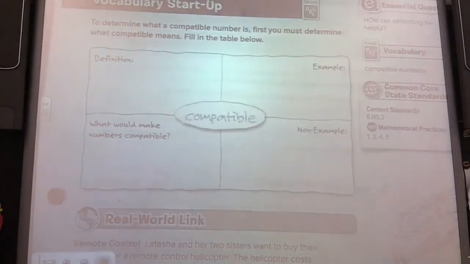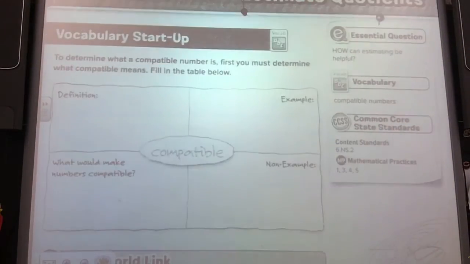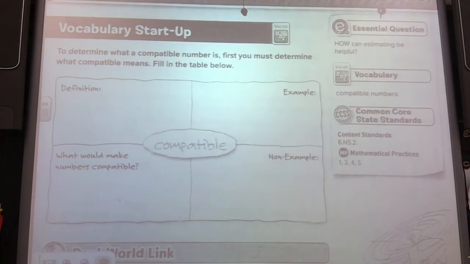All right, welcome to Lesson 6, Estimating Quotients. You should be on page 223. Our objectives today, we are going to estimate some quotients, estimate those division problems. Let's start with our vocabulary startup.